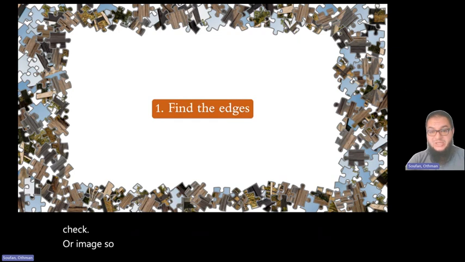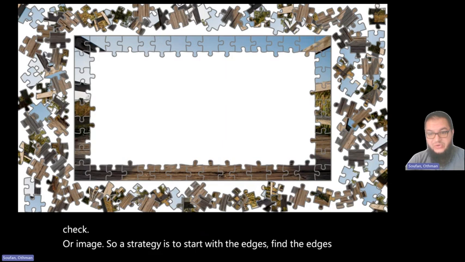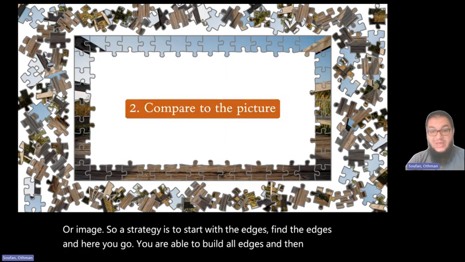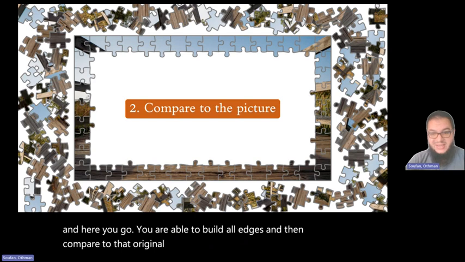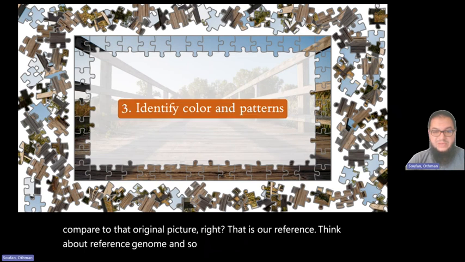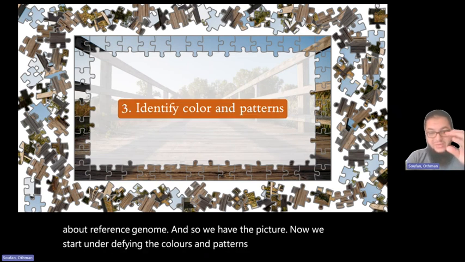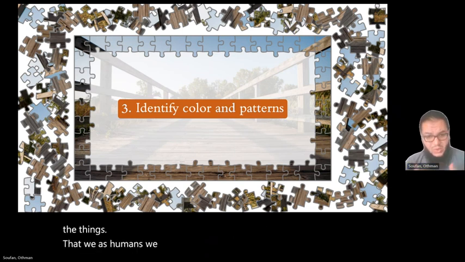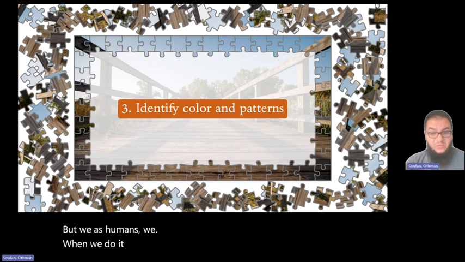So a strategy is to start with the edges, find the edges, and here you go, you are able to build all edges and then compare to the original picture, right? That is our reference. Think about reference genome. And so we have the picture now. We start identifying the colors and patterns. Now, this is one of the things that when we as humans do it, it's very straightforward for us.